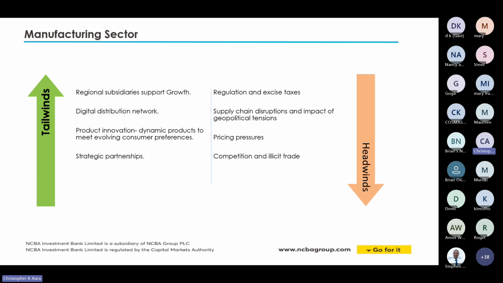So one of these is the regional subsidiary support. This mainly applies to EABL. EABL has their subsidiaries in Uganda, they have the Waragi, and also in Tanzania, they have Serengeti. And these subsidiaries have been supporting their growth. If you look at their half-year results 2025, Tanzania contributed almost 23% of the profit, and Uganda was also almost around 10 or 11%, thereabout.